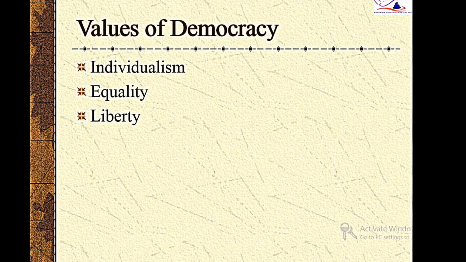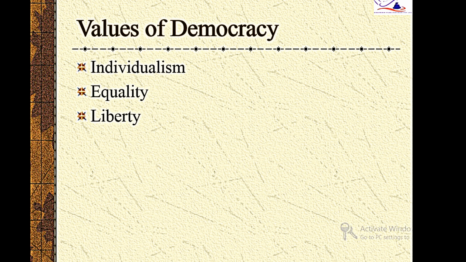Values of democracy. Before we understand the values of democracy, let's understand what democracy is. Democracy is the rule of the people, for the people. It is a form of government that is parliamentary in nature. The word democracy is a Greek word where demos means people and kratos means authority. So the authority in democracy is in the hands of the public in general, but indirectly it is in the hands of the elected representatives.